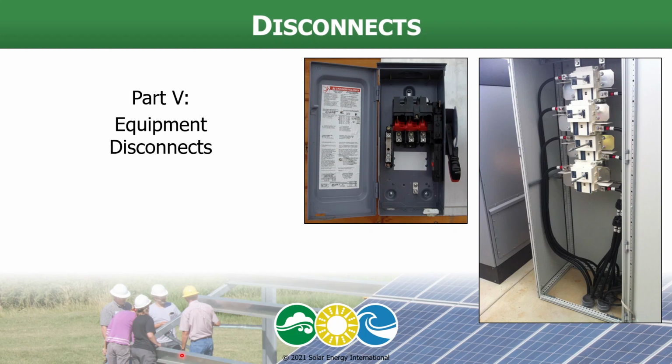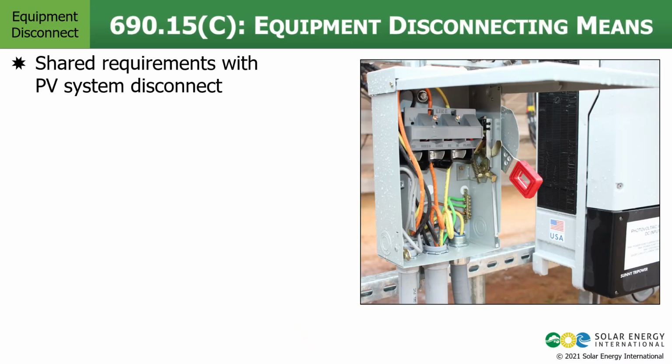Welcome back to our lesson on disconnecting means. In this part, we are going to discuss equipment disconnects. 690.15(C) has the requirements for equipment disconnecting means.